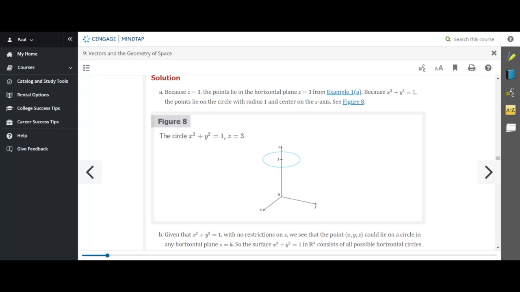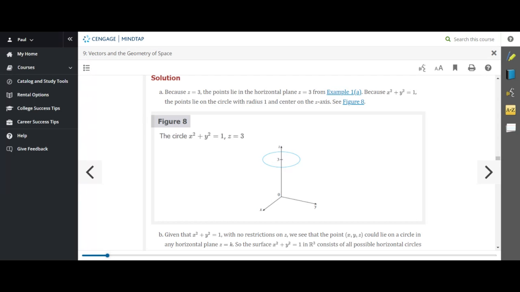Let me see. Ivy asks, could you say Z is similar to how Y is in an XY plane? Yeah, I guess you could think of it like that, Ivy.